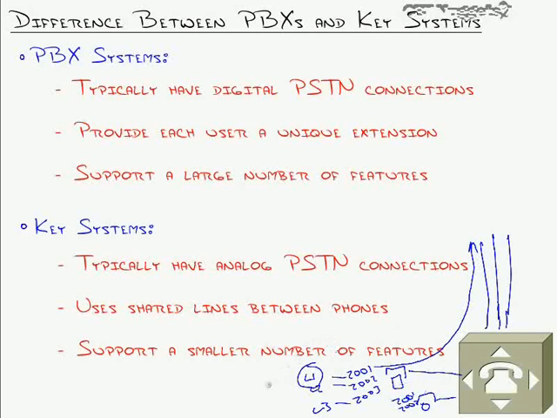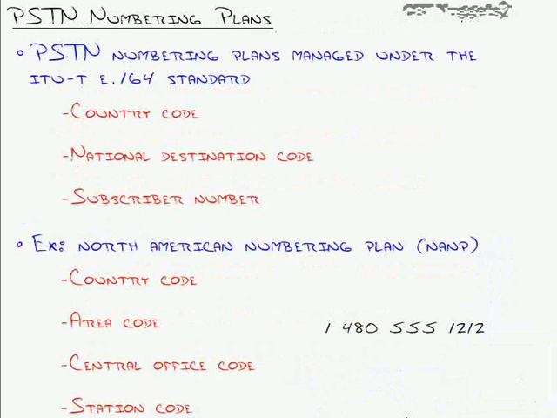You won't get a lot of the advanced call center features and things like that because it's just a small scale device. In order to manage the chaos of the PSTN, there had to be some kind of standard for dialing numbers. That's the idea behind a PSTN numbering plan.